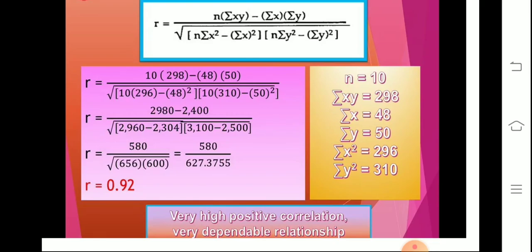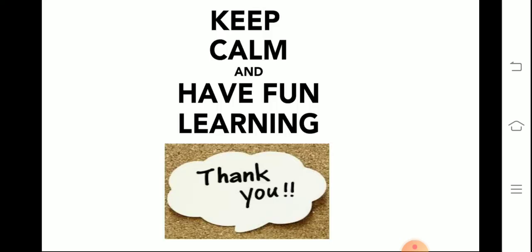Applying the formula, we have this solution. Substituting all the amounts, we get a correlation of 0.92, which shows a very high positive correlation. It has a very dependable relationship.